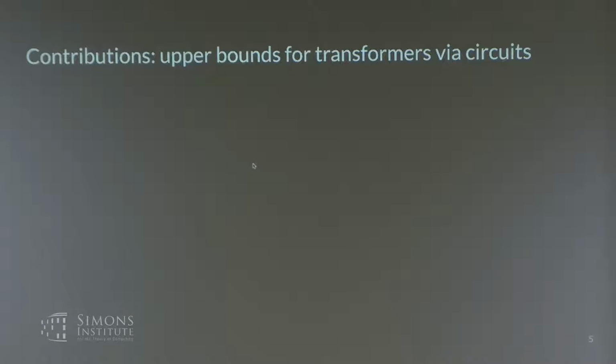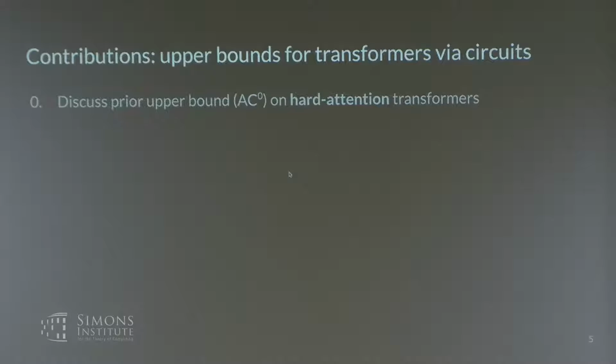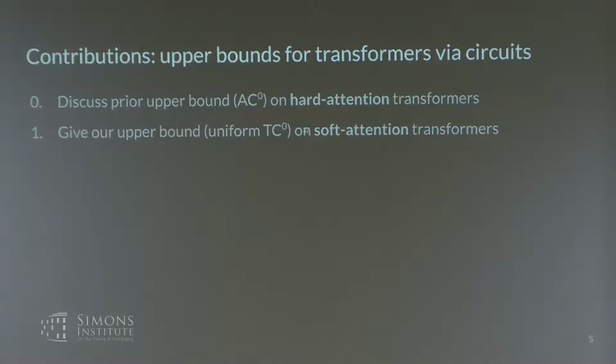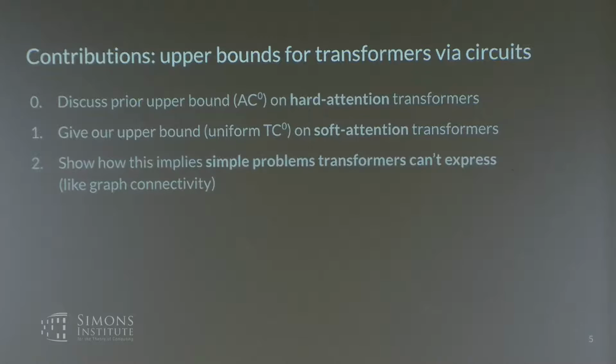And as far as the specific contributions we have in this program, I'm first going to talk about some prior work before we started thinking about this that analyzed what are called hard attention transformers. So this is a simplified model of transformers that showed the circuit class AC0 is an upper bound. And then I'm going to move on to our first upper bound, which is TC0 as an upper bound on this more generalized, realistic model of soft attention transformers. And then I'm going to talk about the implications of this upper bound, how we can use this to actually come up with concrete problems that can't be expressed within transformers, such as graph connectivity.